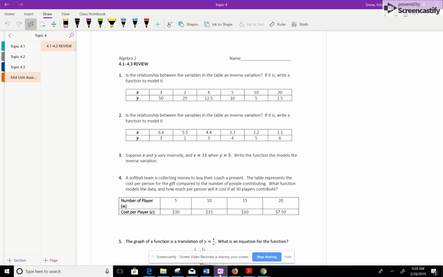All right, Algebra 2, let's begin. Sorry, that was the paper moving, not anything weird. Let's go through our review sheet.